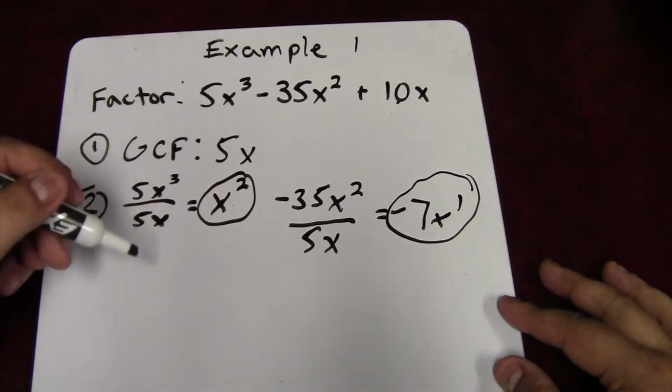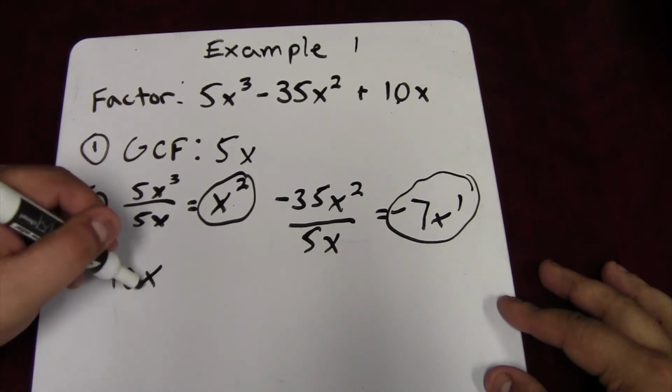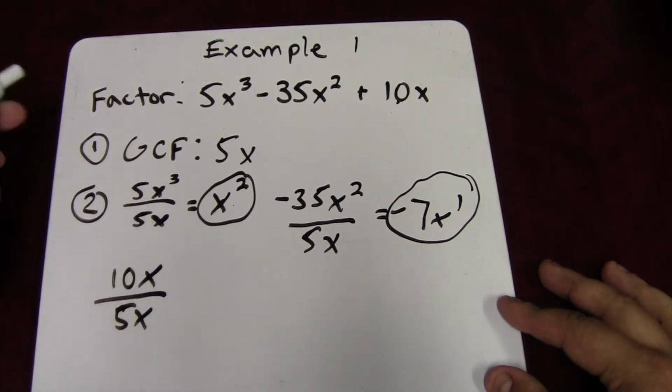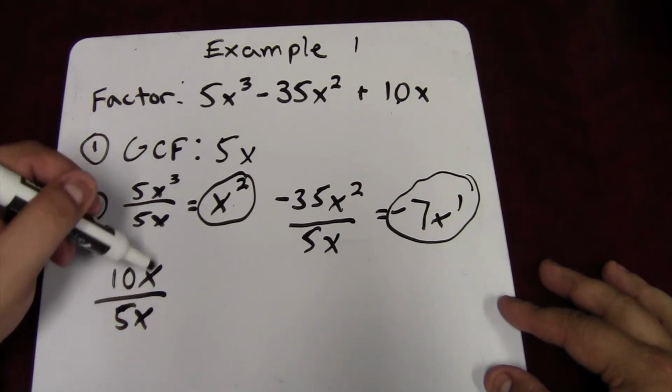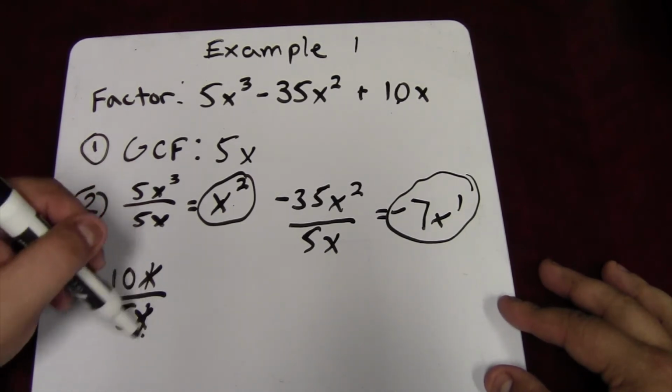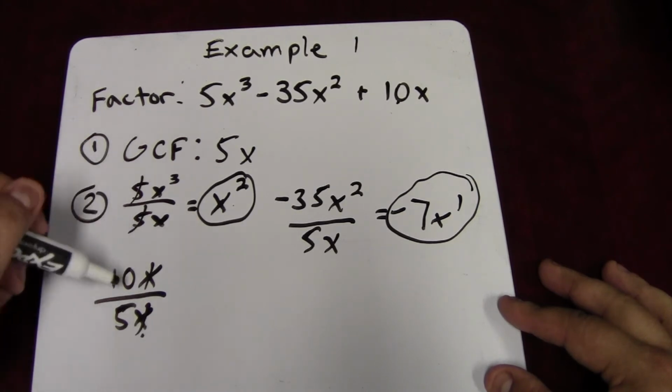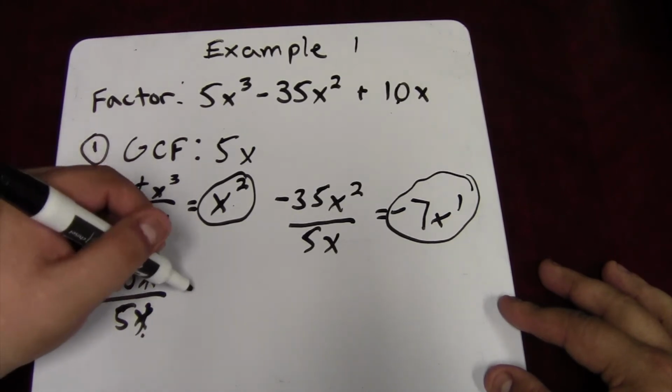Finally, let's divide this last one by our GCF. There we have it. 10x over 5x. Well, these x's go to 1. They cancel out here. And the 10 divided by 5, this is 2.